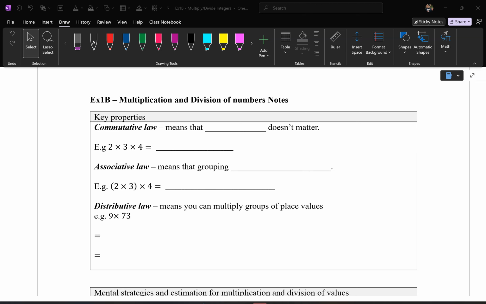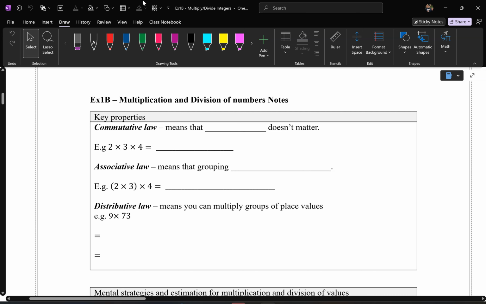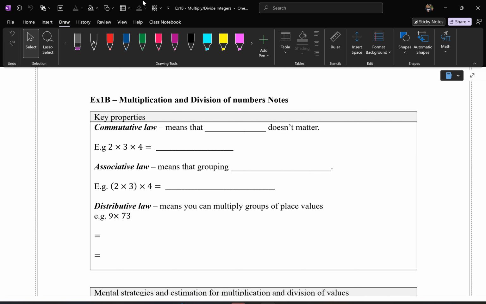Recording. Here we go. Exercise 1B, multiplication and division of numbers. The two skills you're going to be learning are short division and long multiplication. Those are the two key skills in the fluency section. Those who are good at that will then move on to problem solving and then reasoning and enrichment. But I at least expect everyone to learn fluency, because that's the bare minimum at year 8.